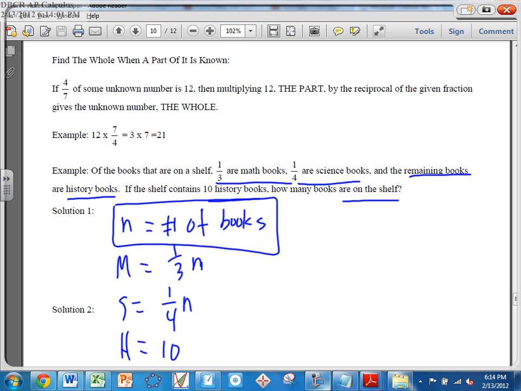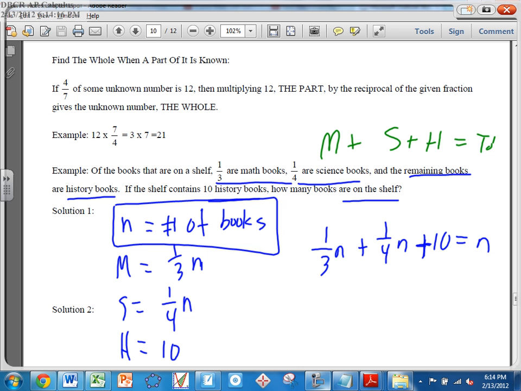So we could say a third of N, which is math, plus a quarter of N, which is science, plus the 10 history equals the total. Again, where does this actually come from? Math plus science plus history equals total in this problem. Okay, solve for N in this problem. How can we solve for N here?